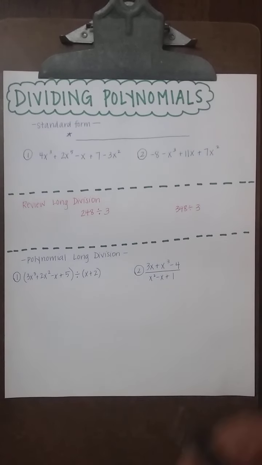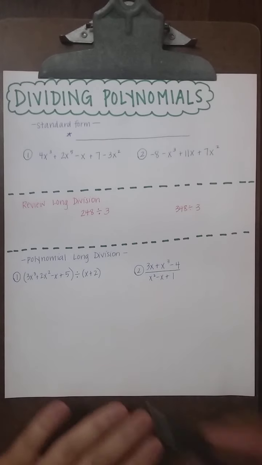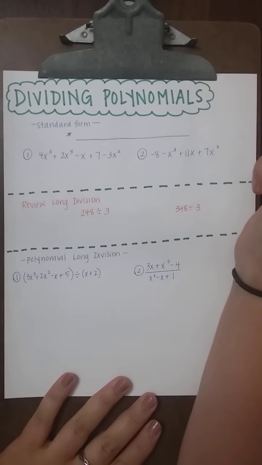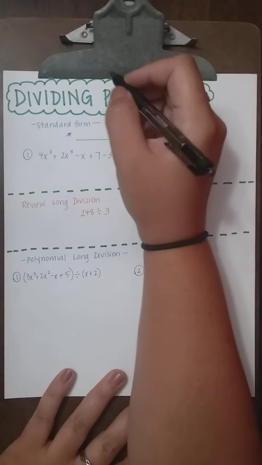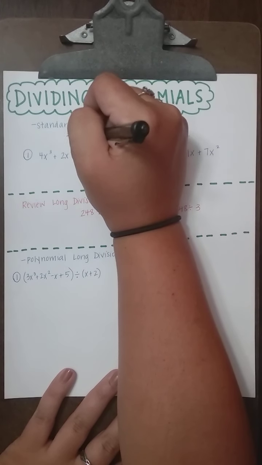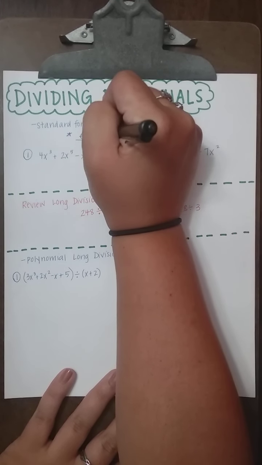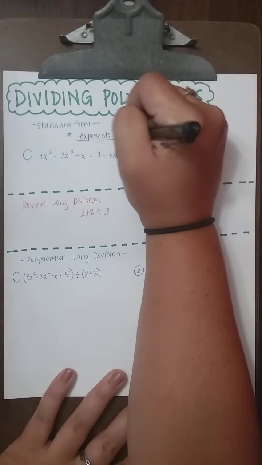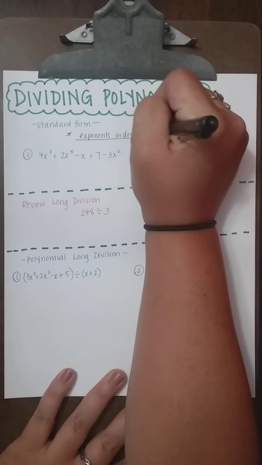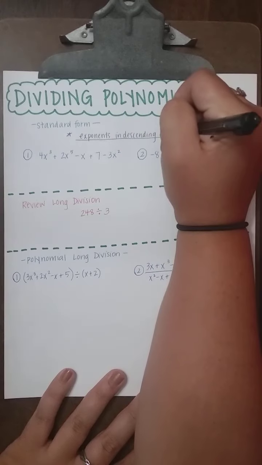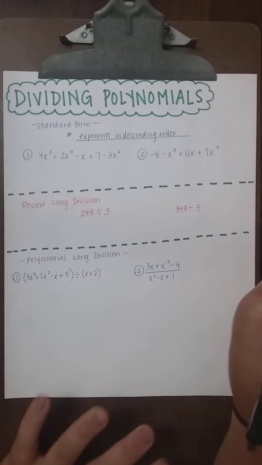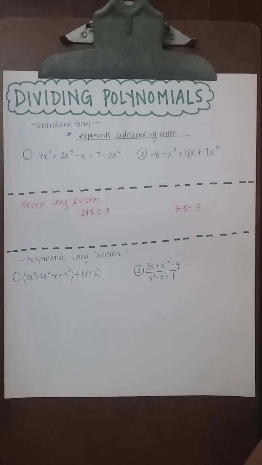For our first video, we're going to talk about dividing polynomials. A polynomial is when you add several terms and you make an expression. Standard form is important for our polynomial. Standard form means you write your polynomial with your exponents in descending order, so highest exponents come first. That's important because in order to do our division in a few minutes, you have to make sure that your polynomials are first in standard form.